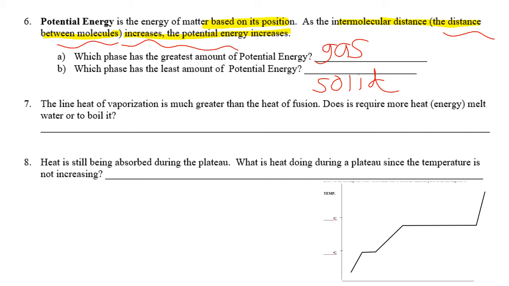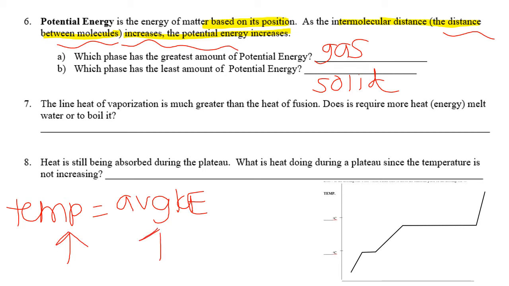And so when it comes to energy and heating curves, I really need you to get inside your head that temperature is the average kinetic energy. So when temperature goes up, the kinetic energy goes up. The particles move faster.